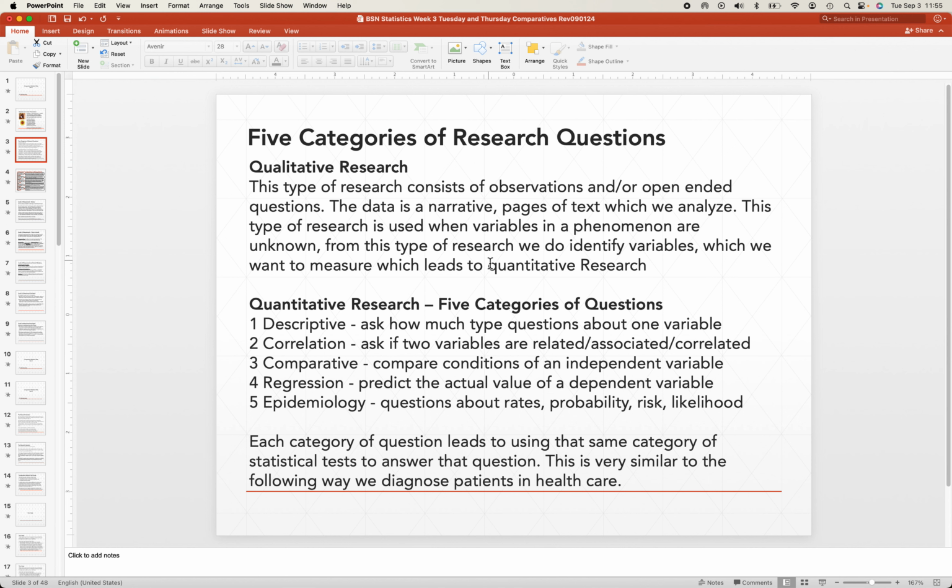But what we can do with such correlational studies, we can get into comparative studies. In comparative studies, we want to know about comparing conditions of an independent variable. We want to know about differences.